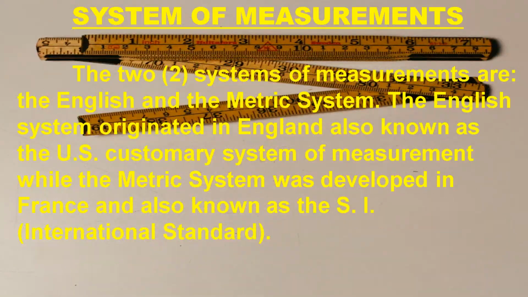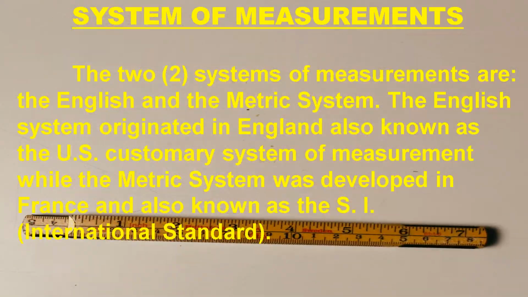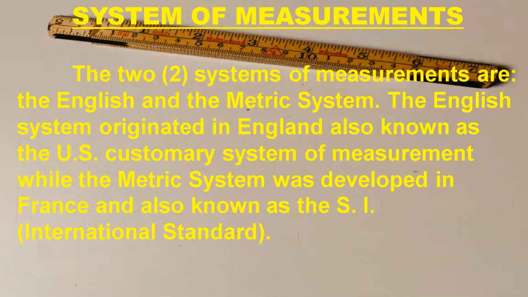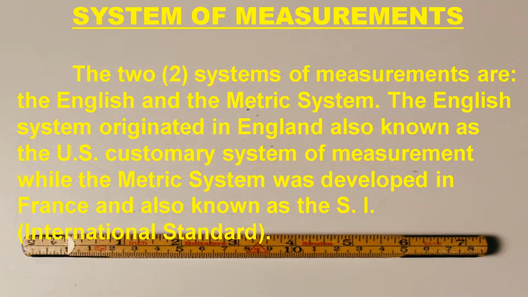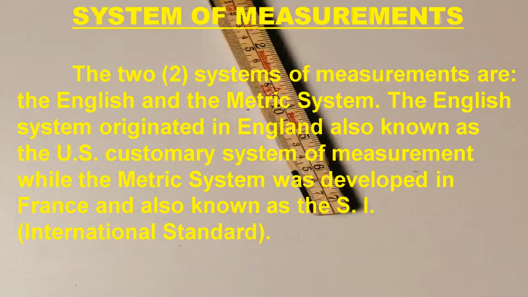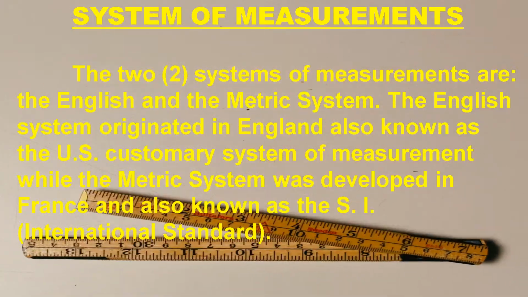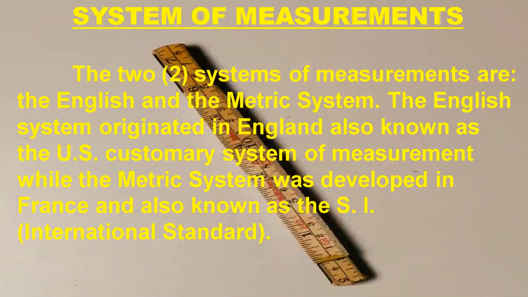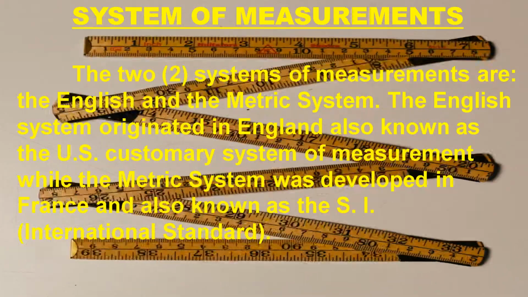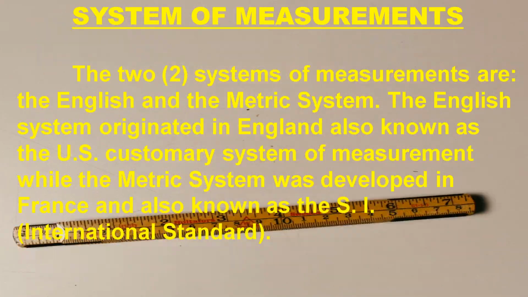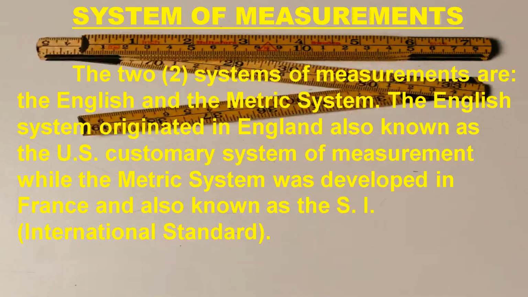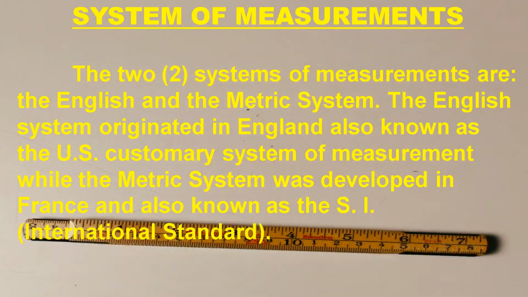System of measurements. The two systems of measurements are the English and the metric system. The English system originated in England, also known as the US customary system of measurement, while the metric system was developed in France and also known as the SI International Standard.